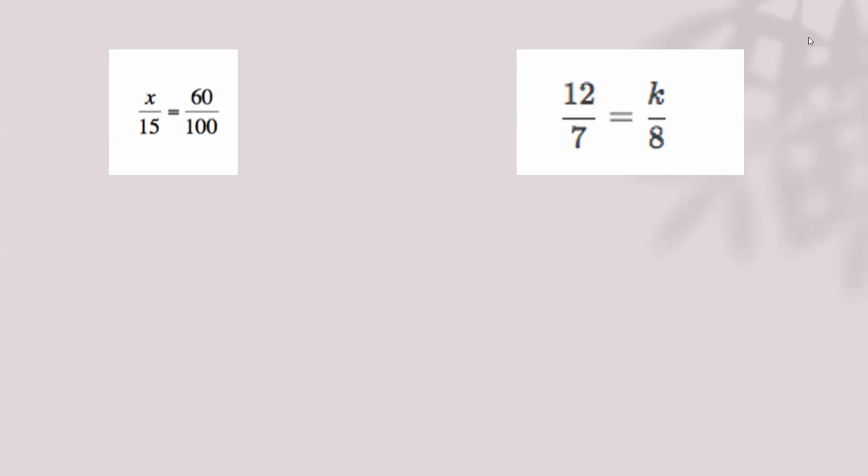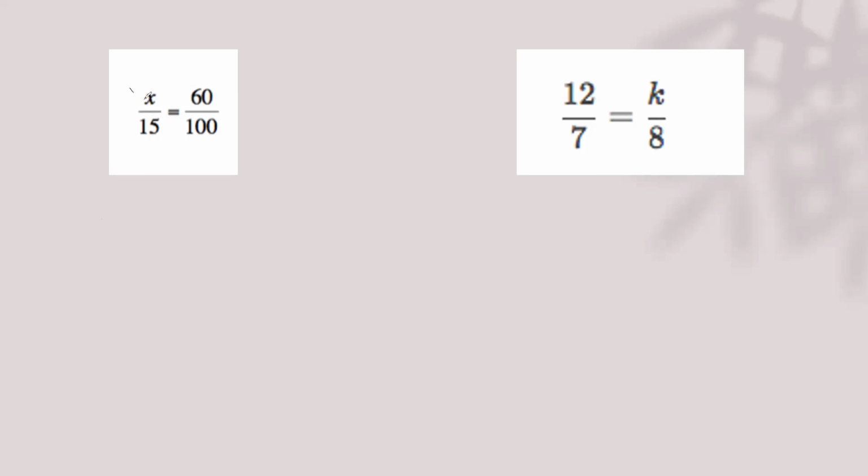Okay, alam natin na in this kind of given, we have proportion, two ratios, where x is to 15 equals 60 is to 100, and 12 is to 7 is k is to 8, where one part is missing. The best way to answer this is to look for the value of x by simple cross multiplication. Kasi sabi nga natin, the product of the means will equal the product of the extremes kung siya ay isang proportion. So ang gagawin natin dito ay isolve natin by cross multiplication.